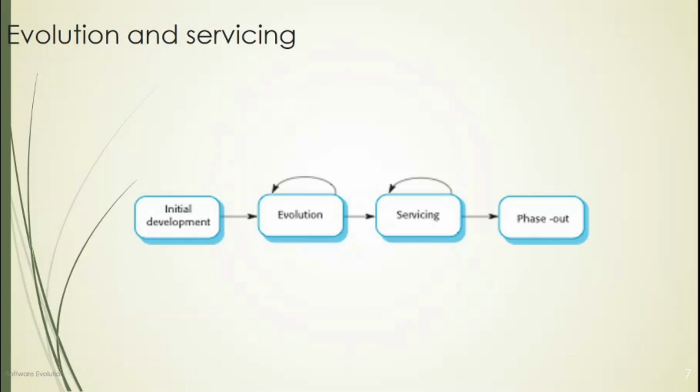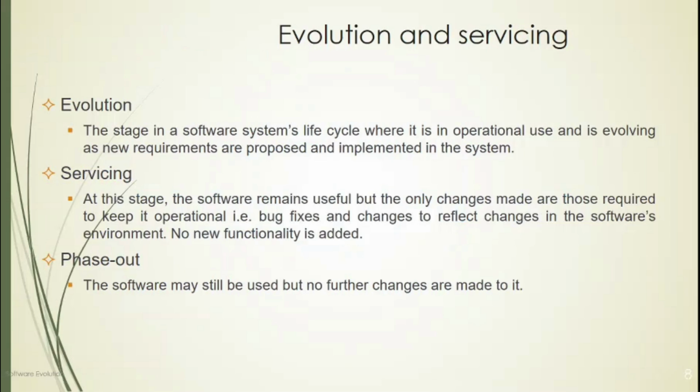During evolution, the software is useful and there is a stream of process requirement changes. So the software is modified, its structure tends to degrade, and changes become more and more expensive. Changing the software will be more expensive than developing new software. The life cycle of the software reaches a transition point where making significant changes and implementing new requirements becomes less and less cost effective. Okay, this is evolution and servicing.